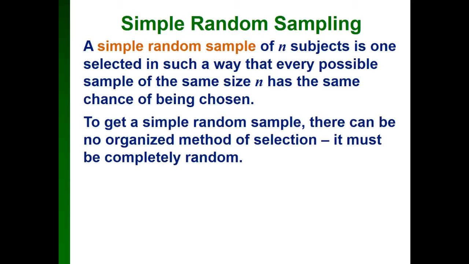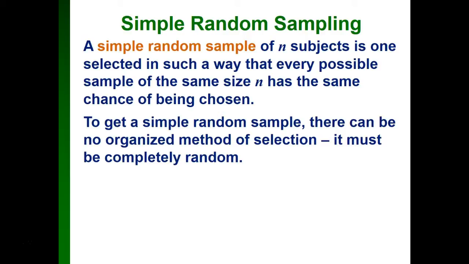Another sampling method is called simple random sampling. Now this one, the definition looks a little bit complicated. A simple random sample of n subjects is one selected in such a way that every possible sample of the same size n has the same chance of being chosen. In other words, if we wanted a simple random sample of 10 subjects, we'd have to do this in such a way that every possible sample of size 10 would have the same chance of being chosen.